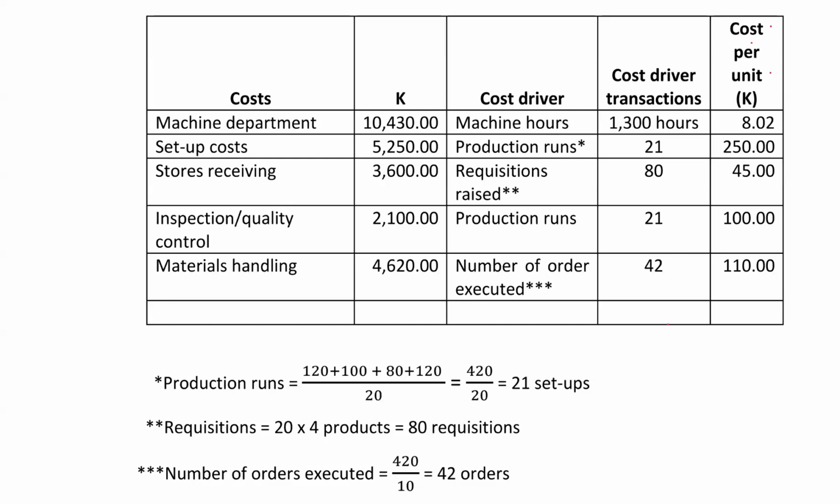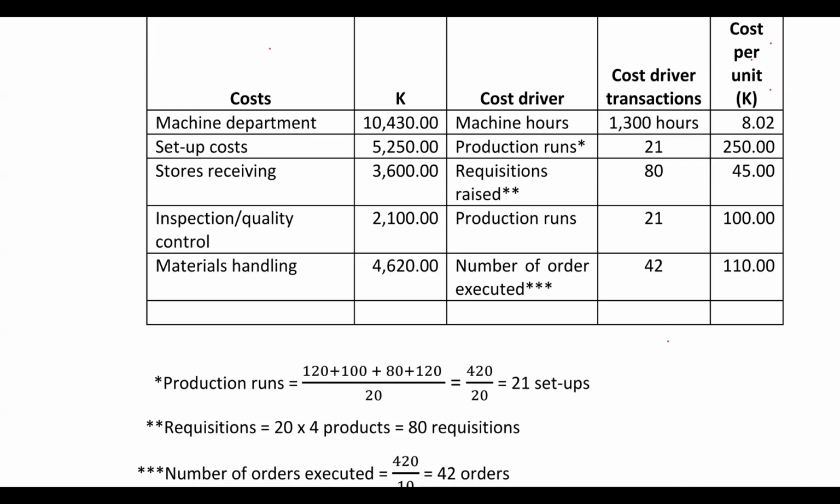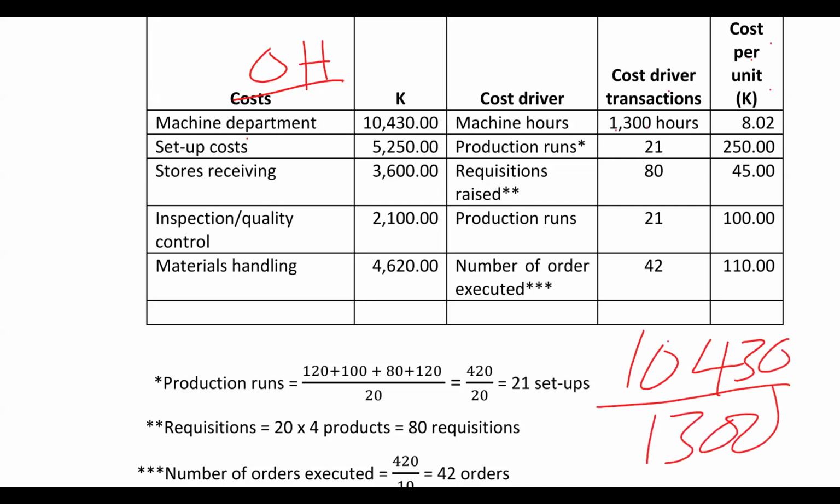To find the cost per unit, you are dividing the specific overhead by the cost driver transactions, the number of these transactions. For example, for the machine department, the overhead is 10,430. Divide that by 1,300. That will give you the specific cost per unit for the machine department. We go on to the setup.